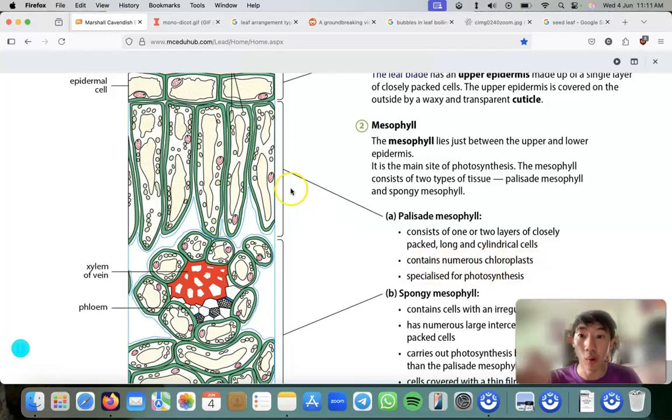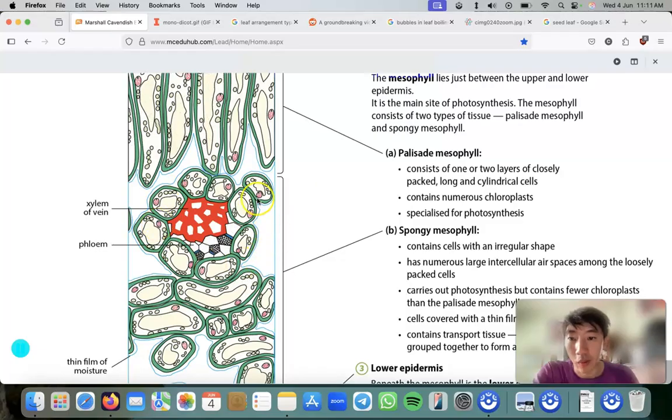In fact, it contains the most chloroplasts out of all of these different types of cells over here. And therefore, we can say that the majority of photosynthesis actually occurs at the palisade mesophyll tissue area. Okay, we'll come back to this network of veins later.